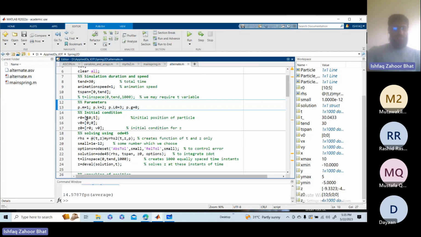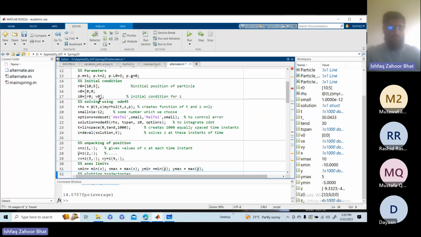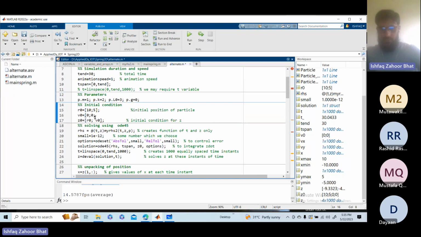See, I have put the initial condition on this R naught. Let me put an initial condition on this velocity, and let me see what will happen. 0.3, and then we will close. Okay, what happened? Something is wrong with this keyboard. 0.3. Let us take.